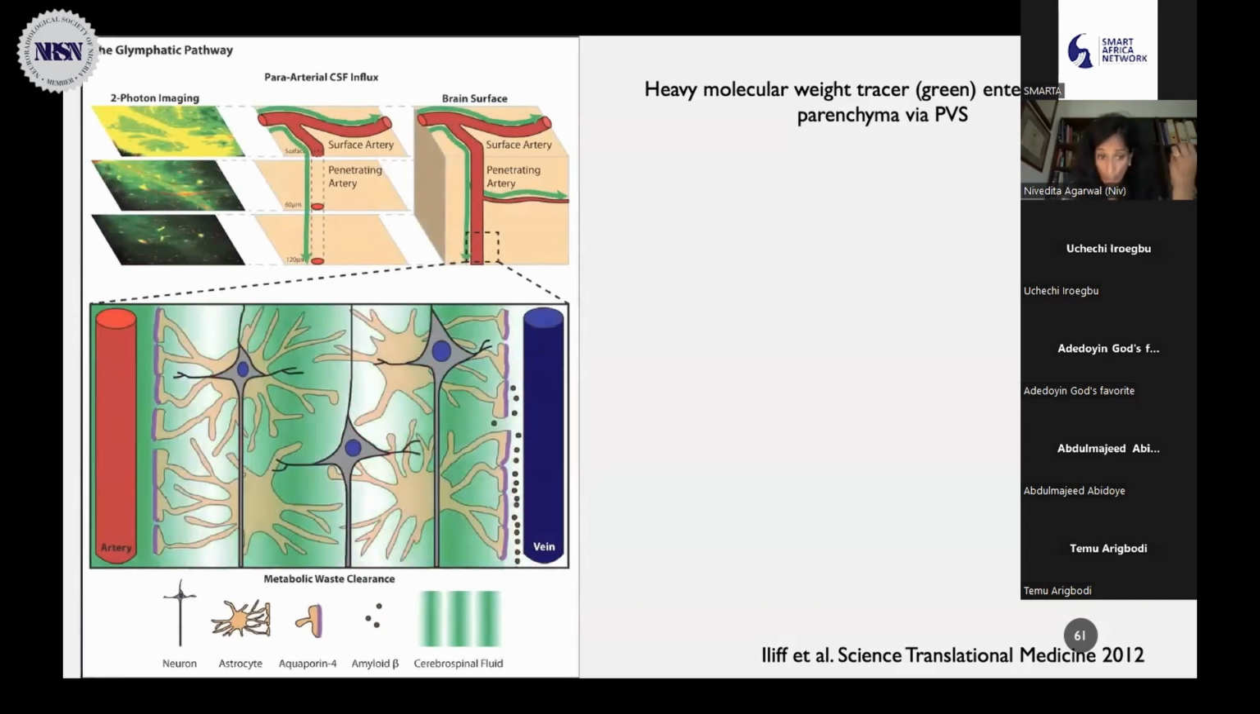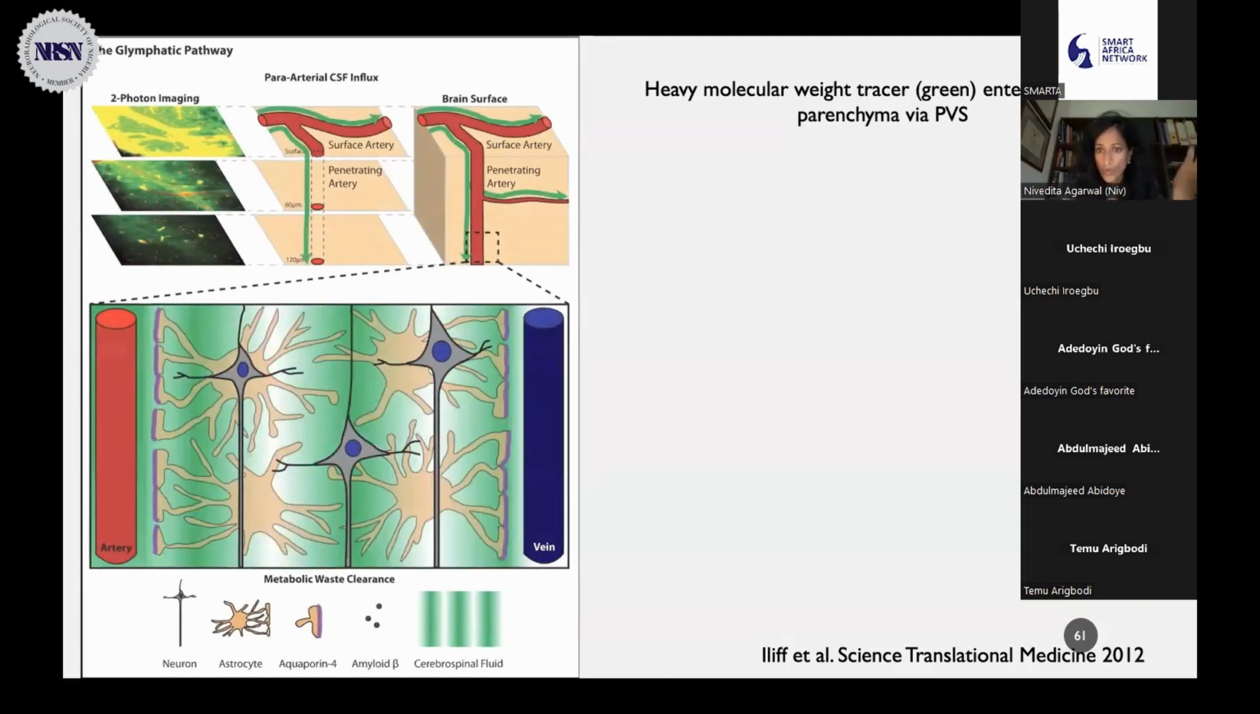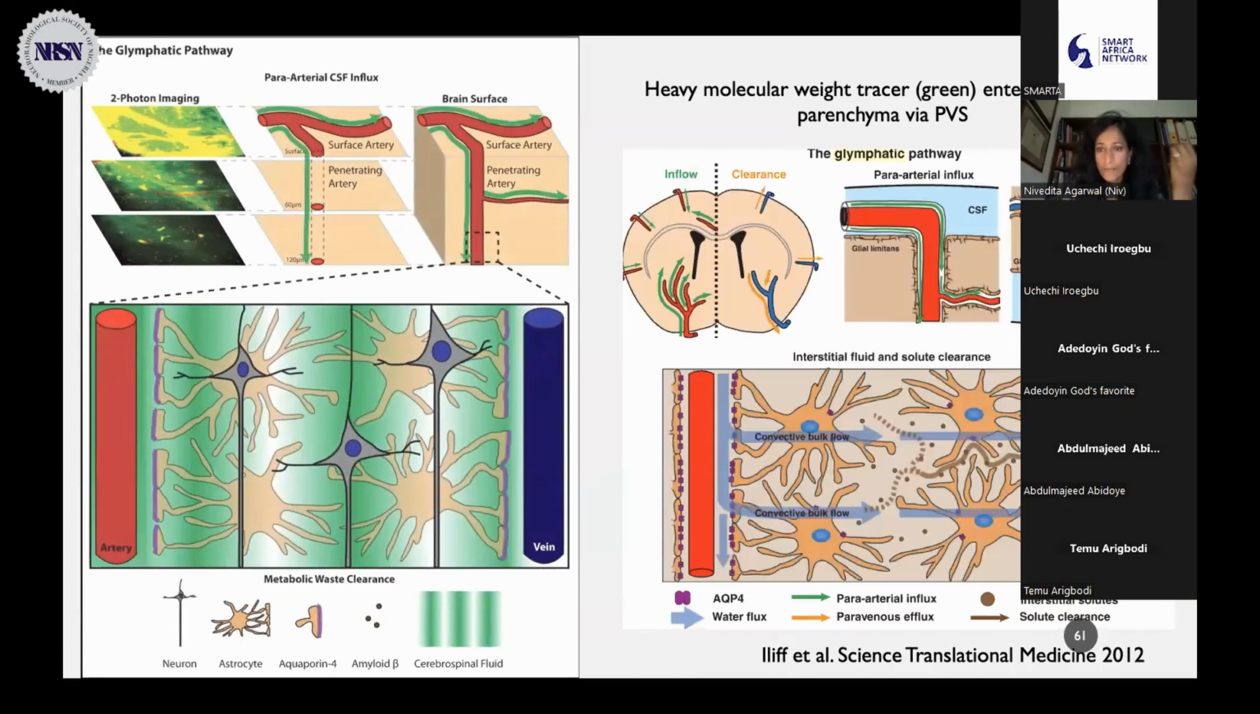This is very simplistic. Science has moved out and beyond this. This is 2012. There's a lot more addition to this. We're not going to go through that. But again, remember that there is a fluid that is moving, which is not visible to our static MR images.